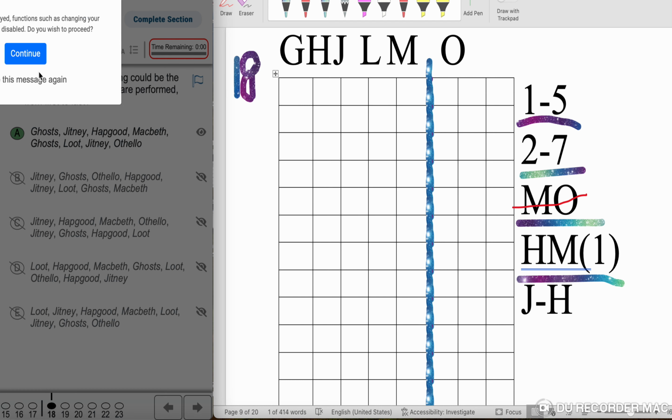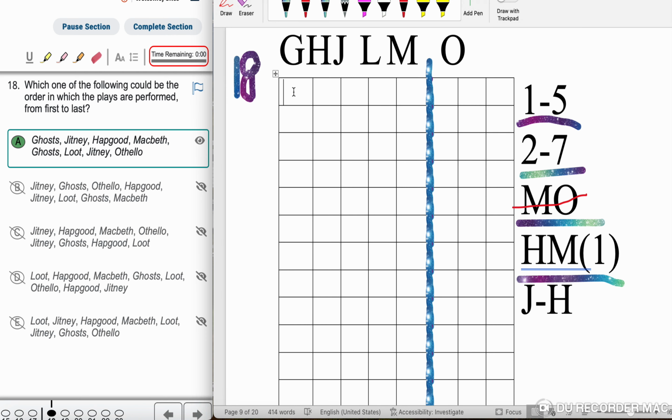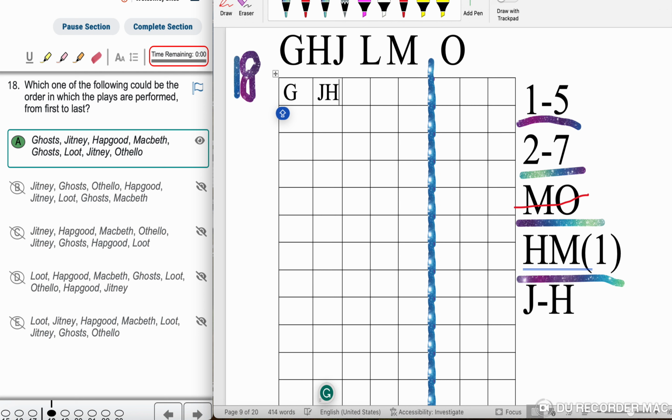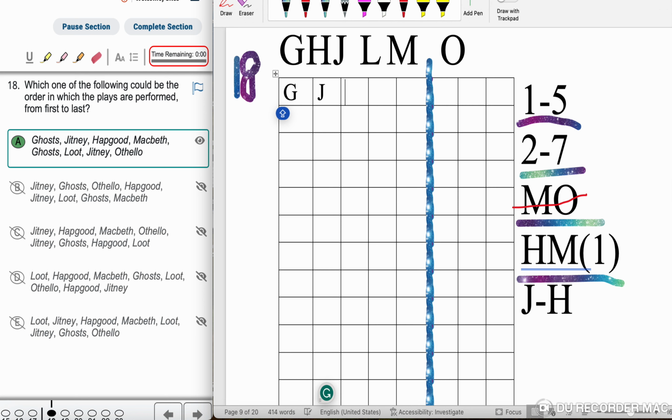The answer is going to be A with the following variables in order: G, J, H, M, G, L, J, O. So let me fix this up so it looks proper. G, J, H, M, G, L, J, O. This is the proper world for this one. This one works, so that's why I recorded it down, and we can refer back to it if we have any questions.